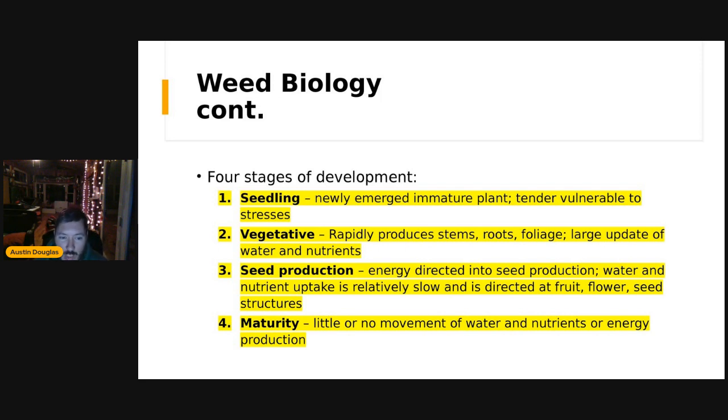Once weeds reach a maturity level, there's little to no movement of water, nutrients, or energy. And that makes them kind of weak, but more difficult to control with herbicides and chemical measures, because most herbicides rely on that vigorous growth state. When a plant slows down, the mode of action with herbicides tends to slow down with it.